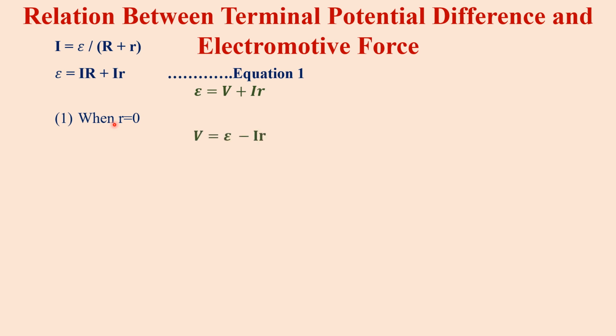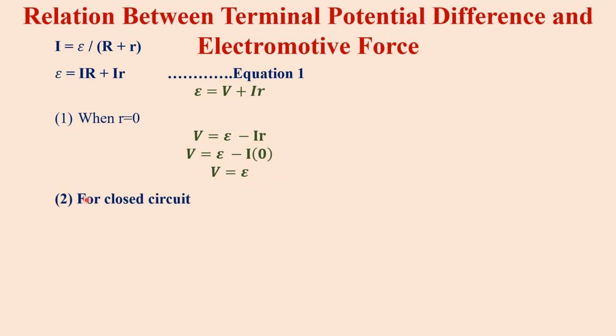By putting R equals 0 in the above equation, we get V equals E minus I into 0, and V equals E. In this condition, when the internal resistance of the EMF source is 0, the terminal potential difference becomes equal to EMF.